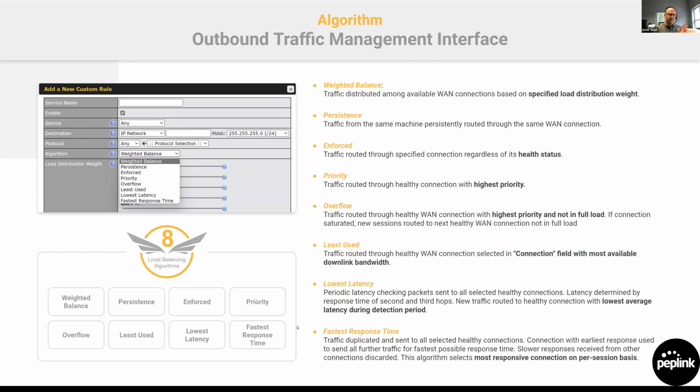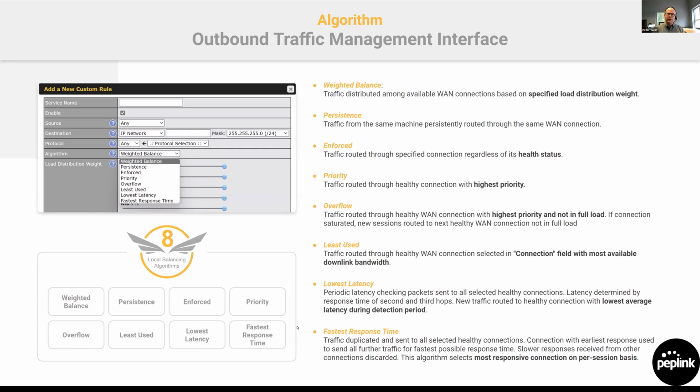And so what it's doing is every new session that is created is based on the current downlink utilization of those circuits. And it's really nice for optimizing variable internet circuits. It's making sure that you're always using the connections being used the least. And it doesn't have a lot of overhead. So lowest latency and fast response time have more overhead associated to them. Least used gives you that kind of capability without adding overhead to the WAN circuits.